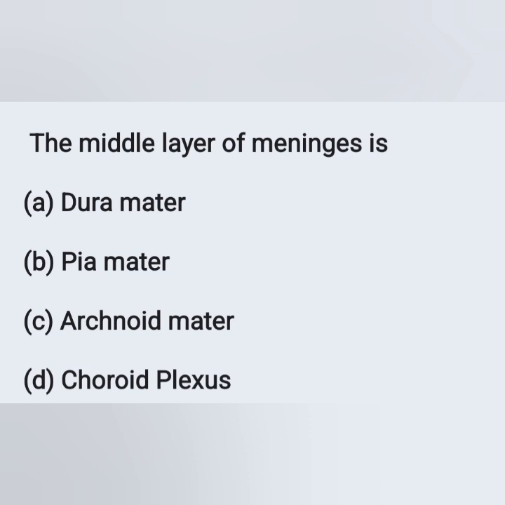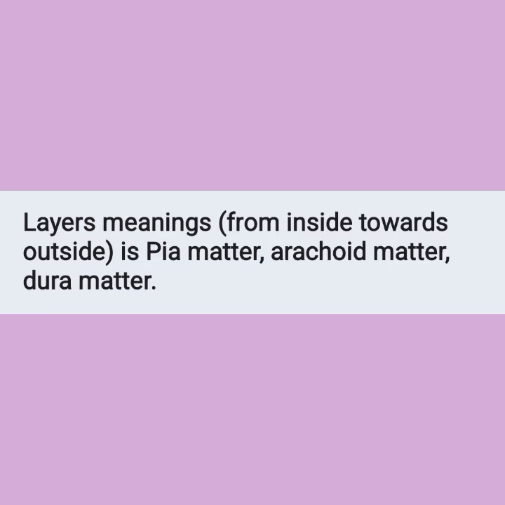Move on to the next question. The middle layer of meninges is. Options: option A dura mater, option B pia mater, option C arachnoid mater, option D choroid plexus. Which is the middle layer of meninges? The correct order of the layers of meninges from inside towards outside is, first pia mater, second arachnoid mater, and next dura mater.